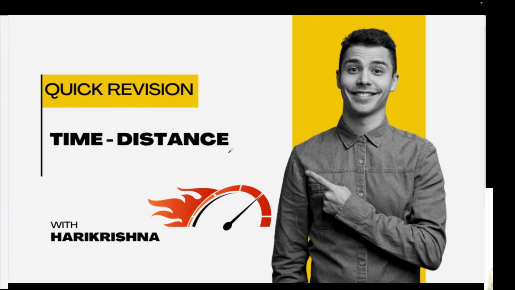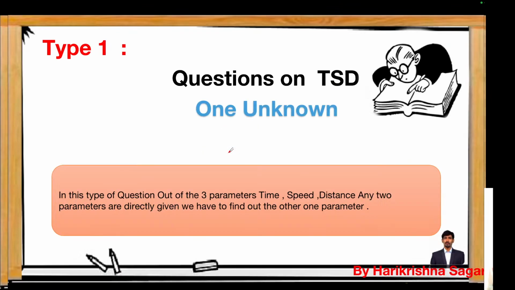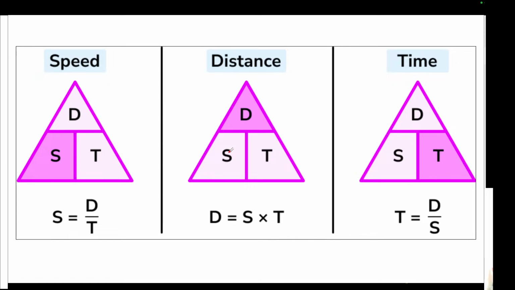So I just want to quickly go with the recap of the topic. In time and distance you will see two types of questions. Type 1 question is one unknown. That means out of the 3 parameters of time, speed and distance, one parameter is given as unknown. You can use the respective formula. Speed is equal to distance by time. Distance is equal to speed into time. Time is equal to distance by speed. Any one of these formulas you can use and you can get the required quantity.